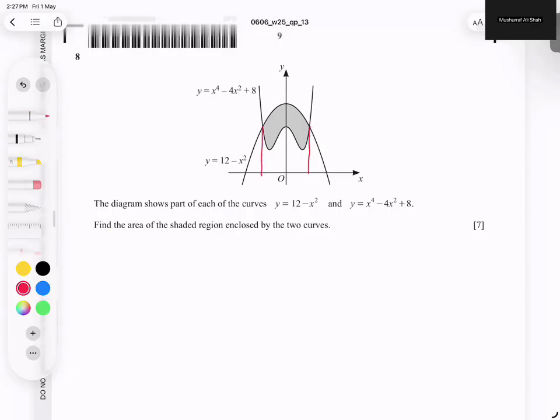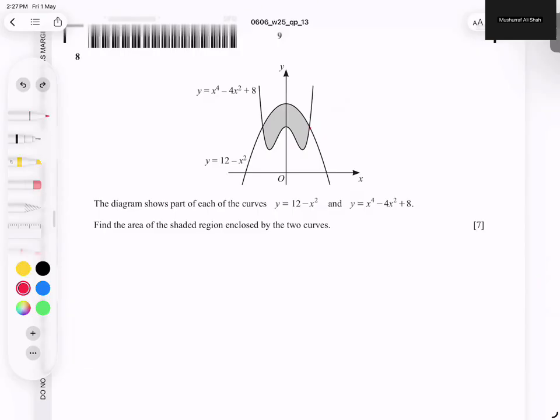So this is x1 here, x2. Or I have another choice: I can find this area, I can find this area, then multiply by 2 to get my answer. But in both options, we are looking for the points of intersection. How to find them? Put them equal to each other.